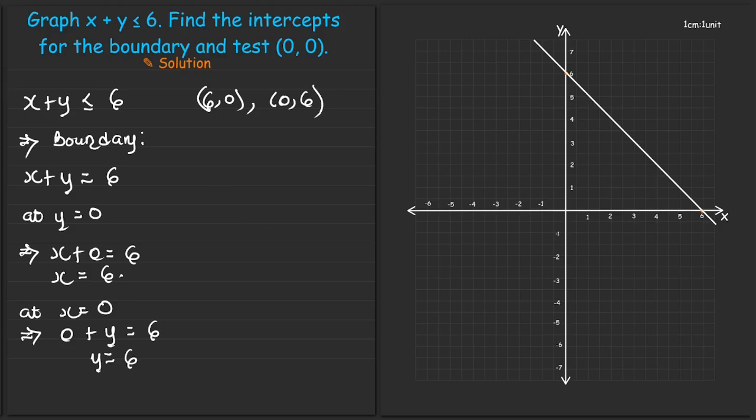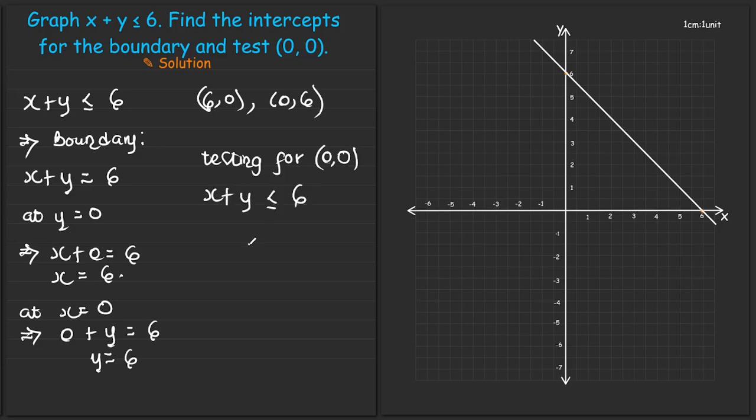After drawing our line, we now want to test for the region that satisfies our inequality. So it is best we use the origin, you see, because the origin is 0, 0, and then it is easy to work with. So testing for what? 0, 0. That is, we have x plus y less than or equal to 6. Substituting our 0, 0, we have 0 plus 0 less than or equal to 6. 0 plus 0 gives us 0, and it is less than or equal to 6. That is true. And where do we have our 0? We have the 0 around here.